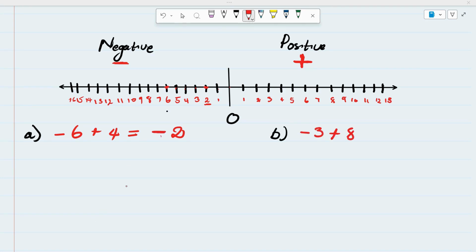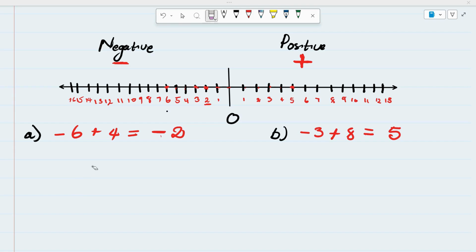Let's take a second one. The approach is the same. We start at 0. It says 3. In which direction? The negative direction, which is on the left. 1, 2, 3. This will meet our 3. It says plus 8. 8 in which direction? The positive direction, which is on the right. 1, 2, 3, 4, 5, 6, 7, 8. That means 5 is our answer, a positive 5, because it's on the positive side. So this is our answer.